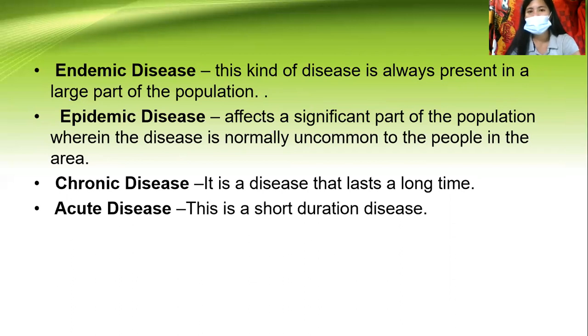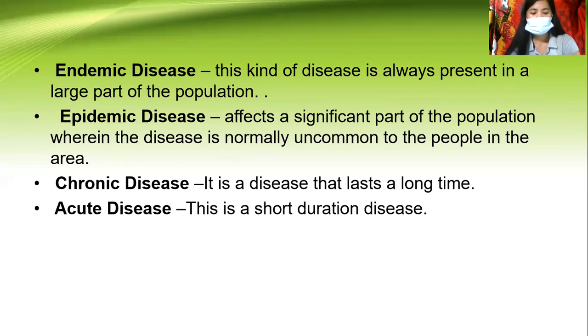So muna siyang kanang sagaran, kalibangaon, magsuka-suka. So common kana siya sa lugar sa Africa ug India. So epidemic disease, it affects a significant part of the population wherein the disease is normally uncommon to the people in the area. Okay, so for example, influenza always occurs as an epidemic.